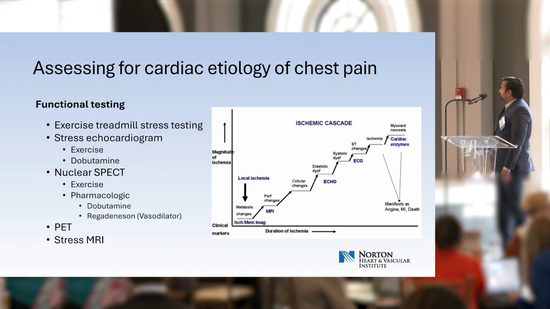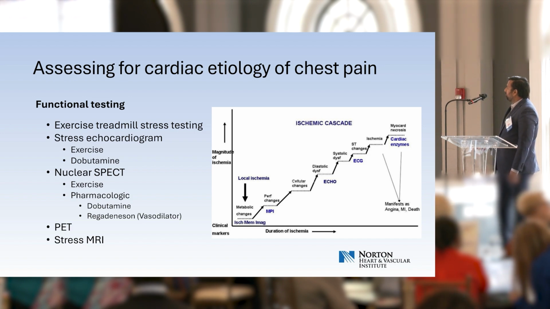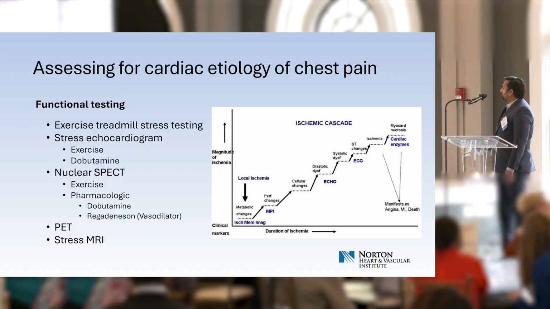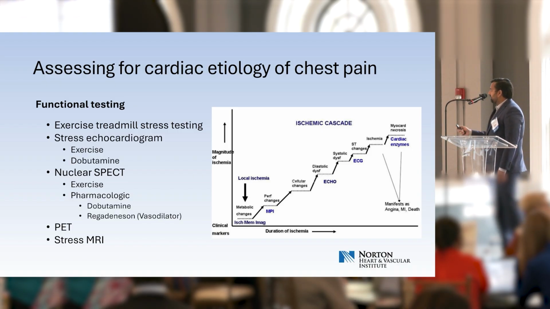As you move up this pathway, the different types of tests assess for this in different ways. Treadmill stress testing will look for ST segment changes, stress echo will look for systolic dysfunction, and myocardial perfusion imaging will look for perfusion changes. The lower you go on the ischemic cascade, the more sensitive the test will be. The higher you go, the less sensitivity you'll have in your testing.